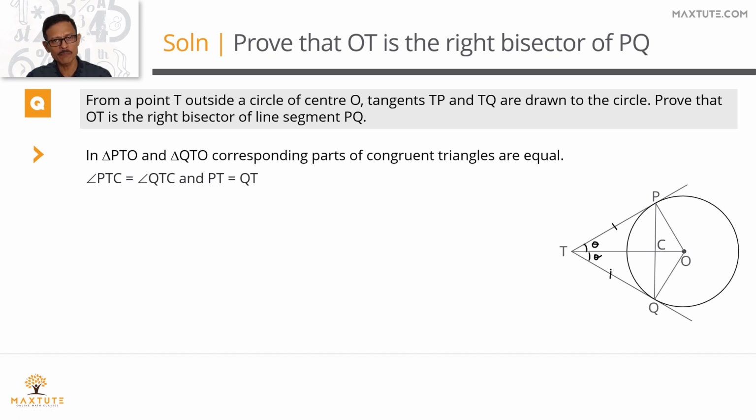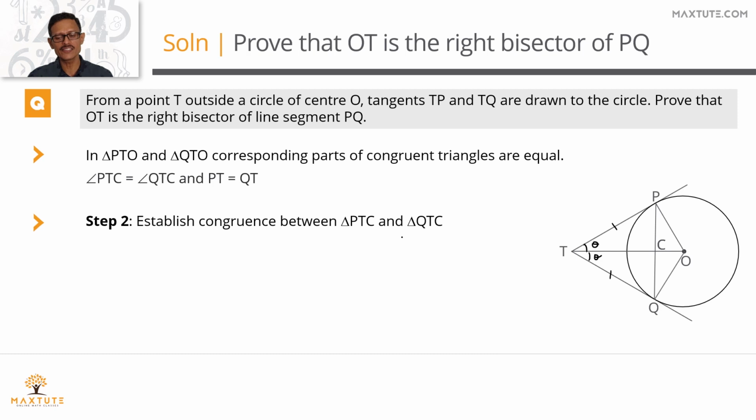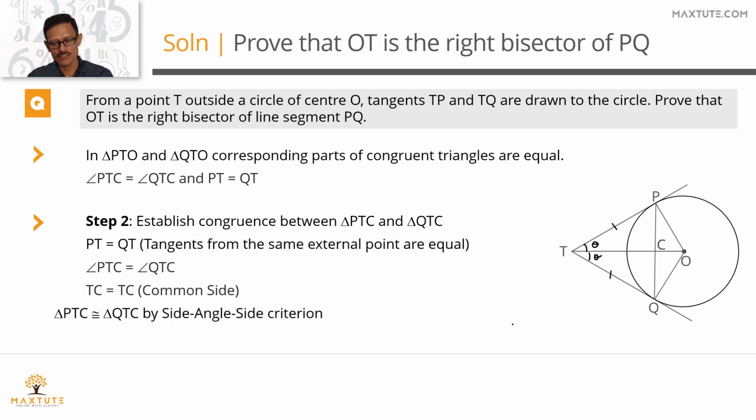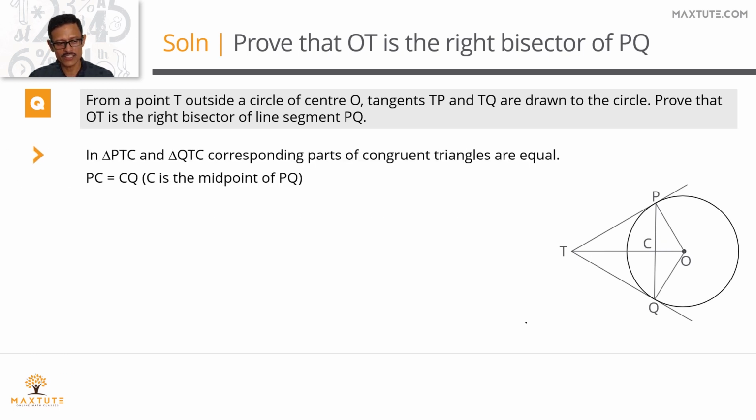Now we're going to establish the second pair of congruent triangles between PTC and QTC. In PTC and QTC, we have PT and QT, one side of each of these triangles, which is the same. The angle PTC and QTC are same. And TC is a common side. So by SAS, we can establish that these two triangles are congruent triangles.